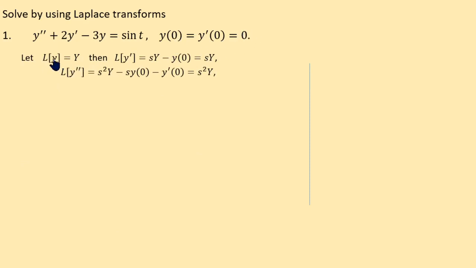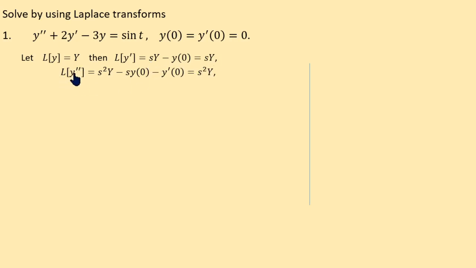Suppose Laplace transform of small y is capital Y. Assume Laplace transform of y is capital Y. Then to find Laplace transform of y dash, multiply this by s and then subtract y at 0. So s into capital Y minus y at 0. But y at 0 is 0, it is given. Therefore it is s into Y.